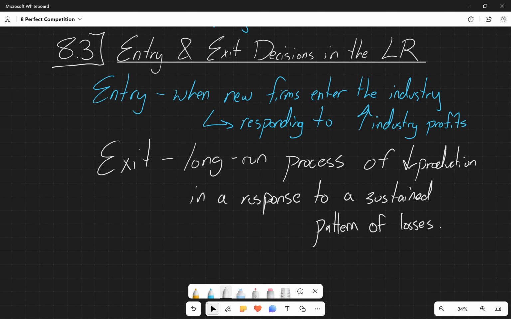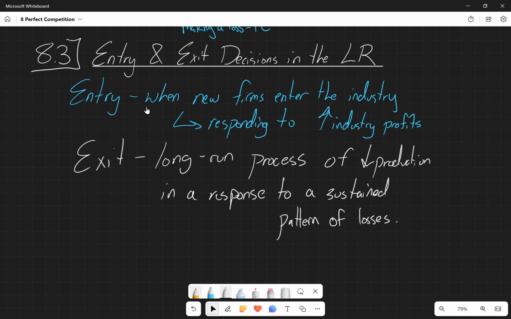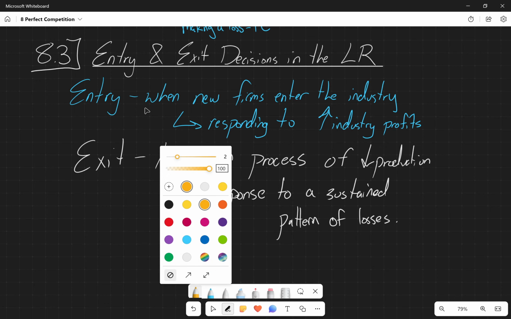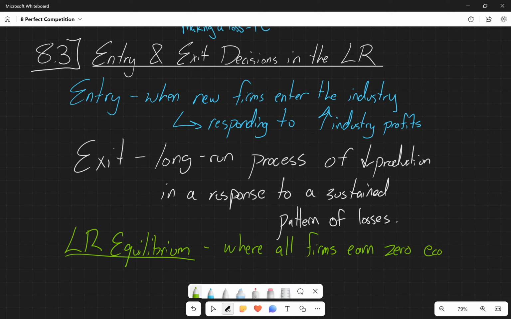And when we're talking about the long run, we end up having a very specific type of equilibrium that we call the long run equilibrium. And the long run equilibrium is where all firms earn zero economic profits. So it's important that this economic part is in here. We're not talking about accounting profits, we're talking about economic profits.